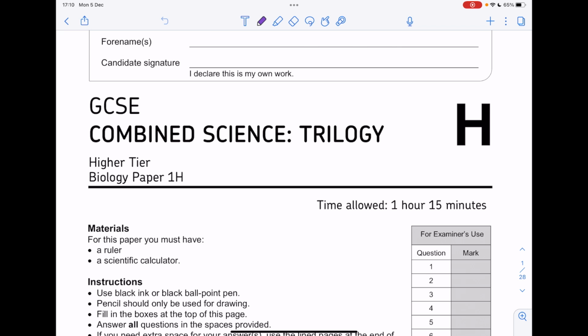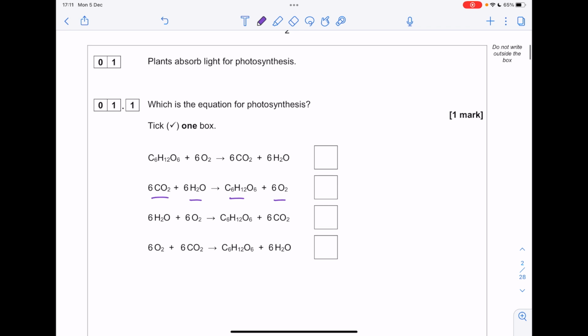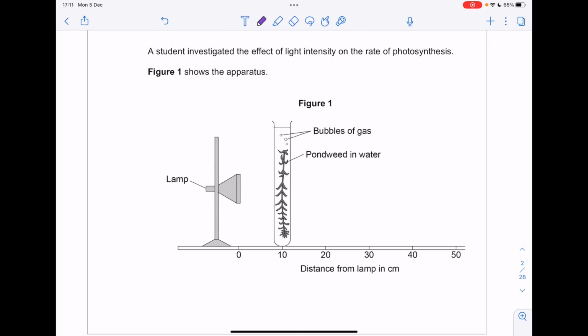This is a GCSE Combined Science Trilogy Higher Tier Biology Paper 1H. Plants absorb light for photosynthesis, which is the equation for photosynthesis. So remember, with photosynthesis, you're taking carbon dioxide and water and producing glucose and oxygen, which is why it's this one. A student investigated the effect of light intensity on the rate of photosynthesis.